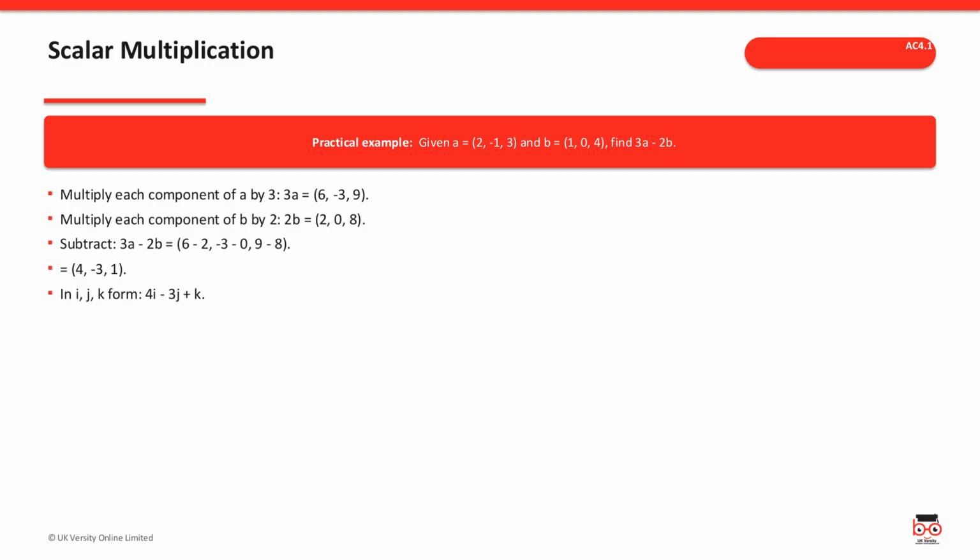Let's combine scaling and subtracting in 3 dimensions. Given a equals (2, minus 1, 3) and b equals (1, 0, 4), we want 3a minus 2b. Multiplying every component of a by 3 gives 3a equals (6, minus 3, 9), and doubling b gives 2b equals (2, 0, 8). Subtracting component by component, 3a minus 2b is (6 minus 2, minus 3 minus 0, 9 minus 8), which is (4, minus 3, 1), or in component form 4i minus 3j plus k.